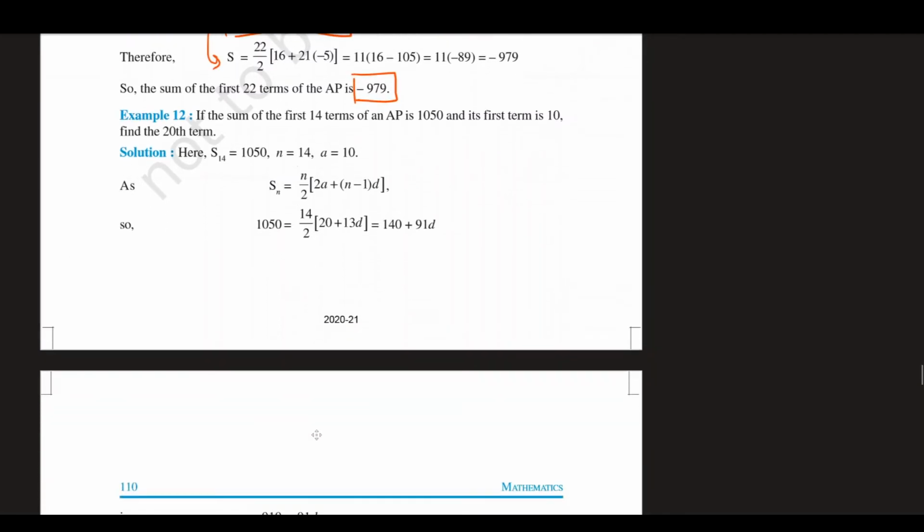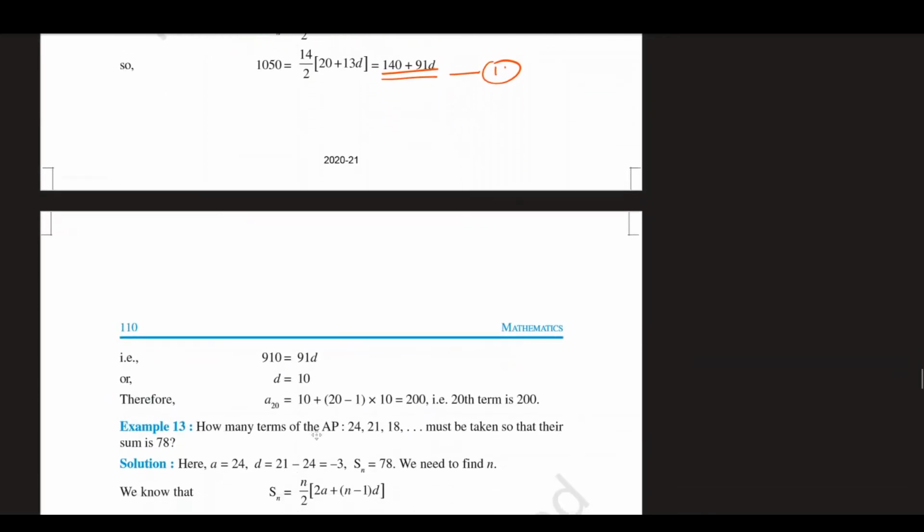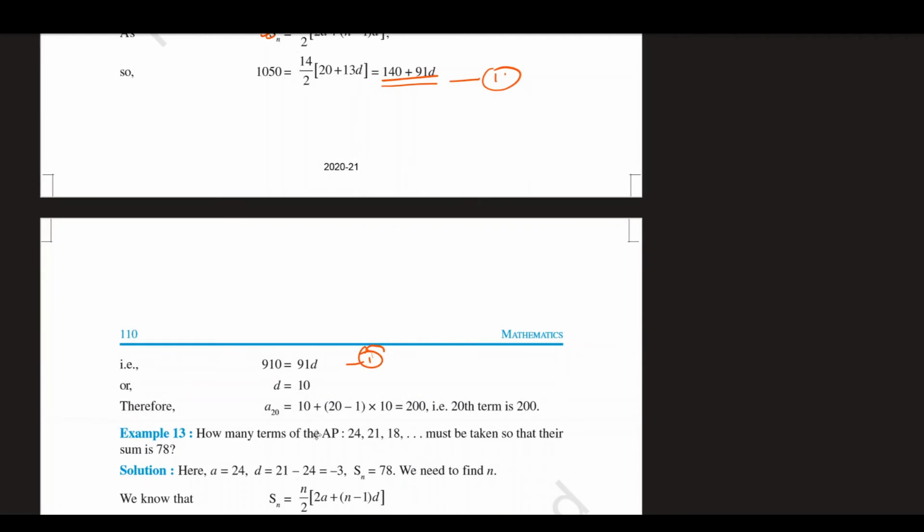Then we have this example, where the first 14 terms sum is given. If the first term is given, then find the 20th term. So write this equation, put the values and make this linear equation. Let it be equation number 1, and we know the value of A. Then solve equation number 1: just rearrange and find d is equal to 10.